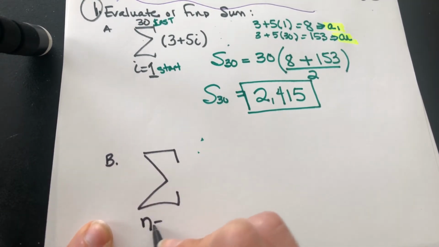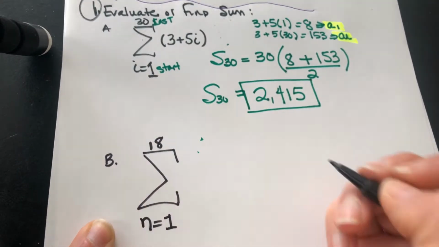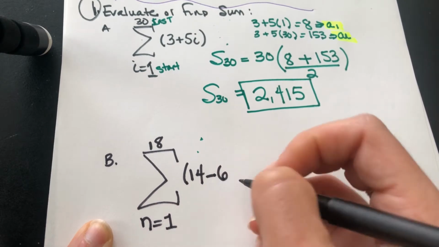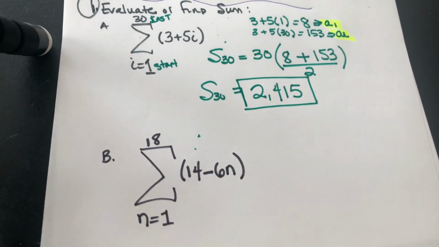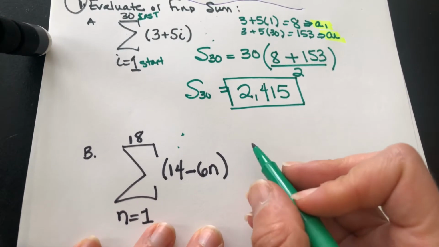Let's say n, just to keep it going. N equals 1 to 18. And I'll say 14 minus 6n. Again, if you forgot your formula, you'd have to go from 1 all the way to 18. Thank God we don't. Hopefully you understand the formula so you can do this. So here you go.